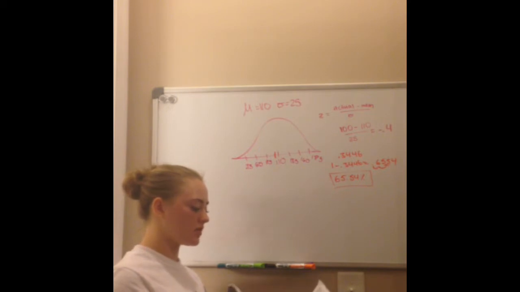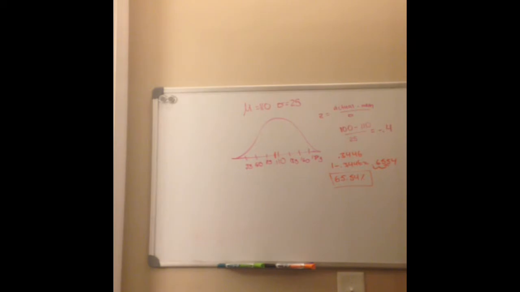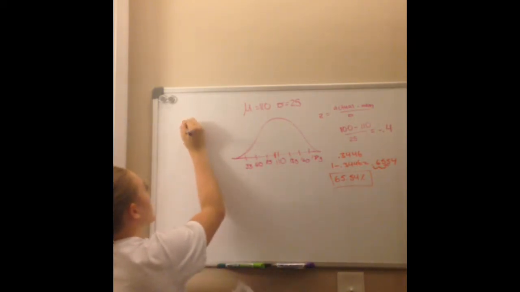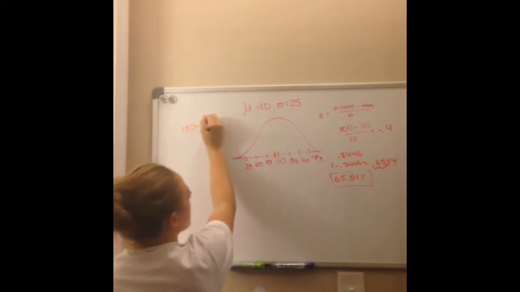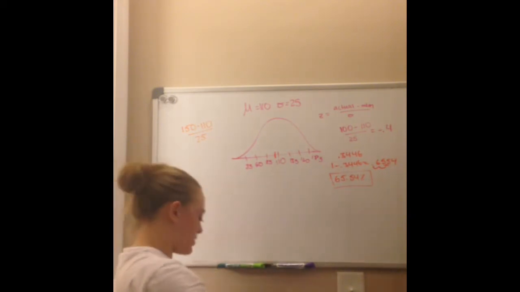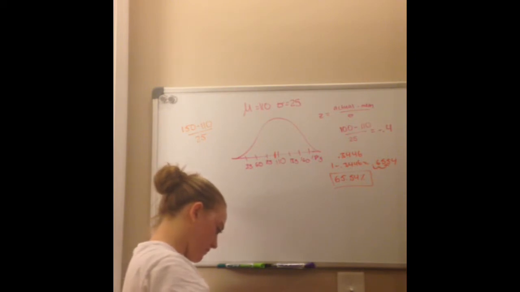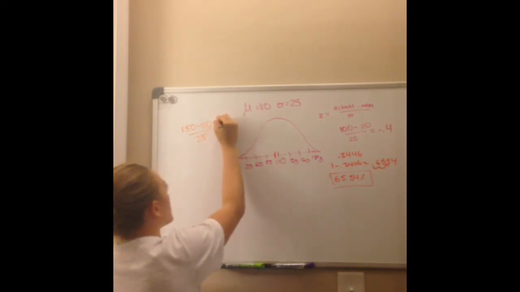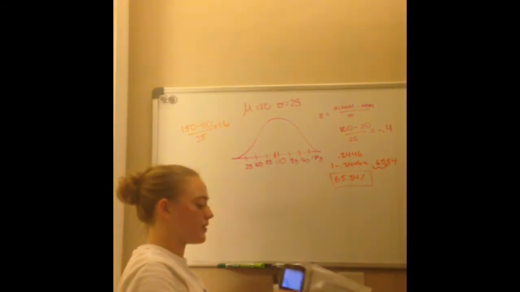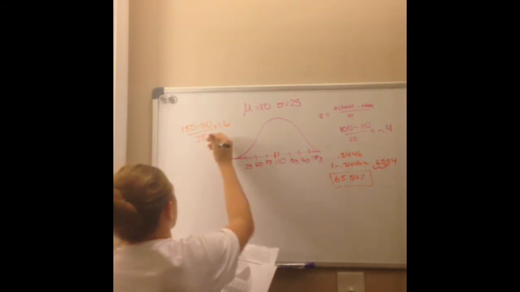For the second question, it says, what percent have scores above 150? We're pretty much going to do the same thing, just with different numbers. So we have 150 as our new actual minus 110 over 25. We're going to plug this new equation into our calculator, and we get 1.6. Pull out your table A, find 1.6, probably on the other side. And the number associated with that is 0.9452.